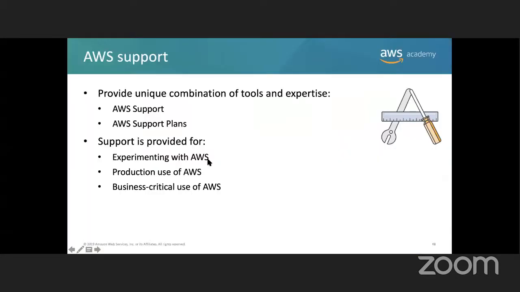Technical support. Something that you guys have to remember for your exam: support plans. You have 4 support plans in AWS. We're going to see them right away, in just a few minutes, but you have to remember that. So AWS provides a combination of tools and expertise. AWS support plans: support is provided for experimenting with AWS, production use of AWS, and business critical use of AWS.